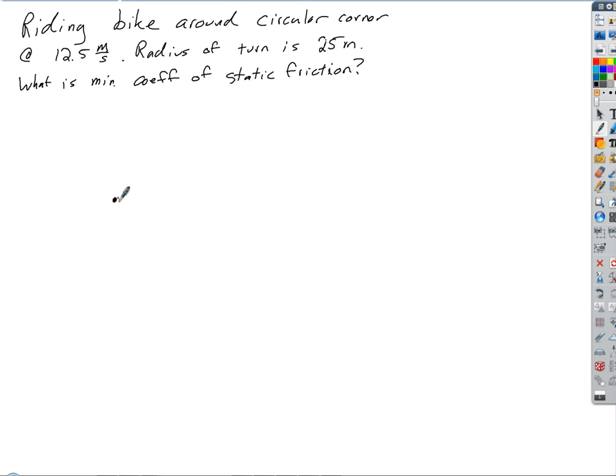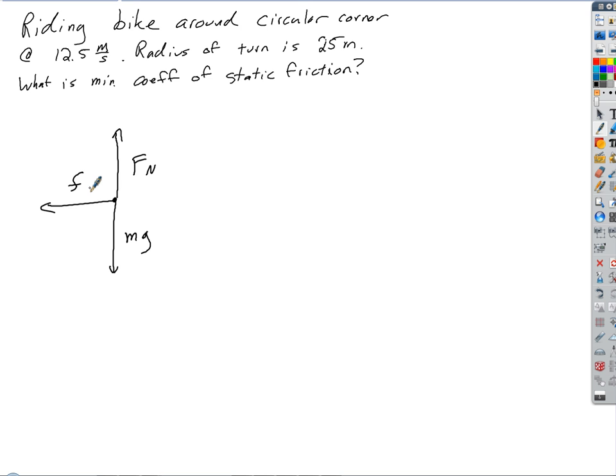What are the forces acting vertically on the bike? Gravity. So weight is pushing down, mg. Normal force is pushing straight up, isn't it? Because it's a level road. And what's the other force acting here? Friction. It's acting in which direction? If the center of the circle is over here, then it's pointing towards the center of the circle, right?